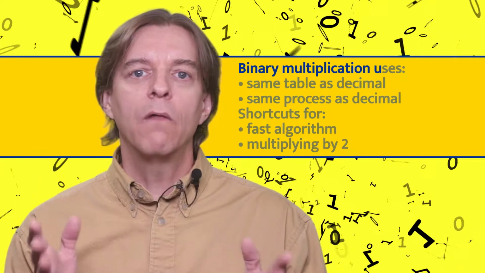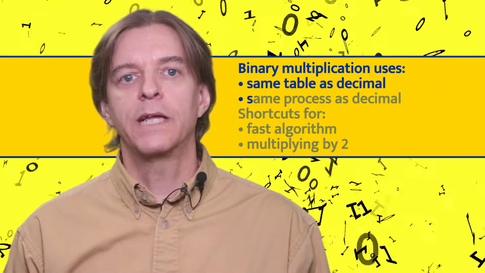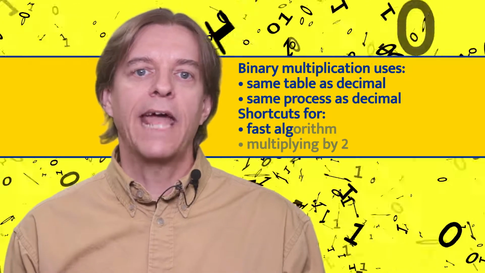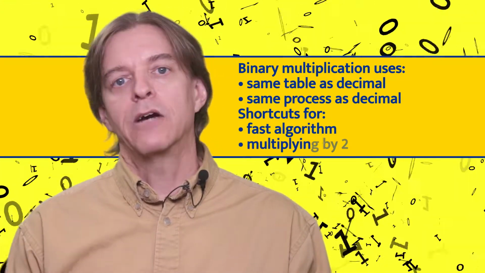In this episode, we looked at how binary multiplication uses all the same ideas as the decimal multiplication we're already familiar with. We also looked at two easy shortcuts to mechanically handle the multiplication and multiplying by powers of 2.